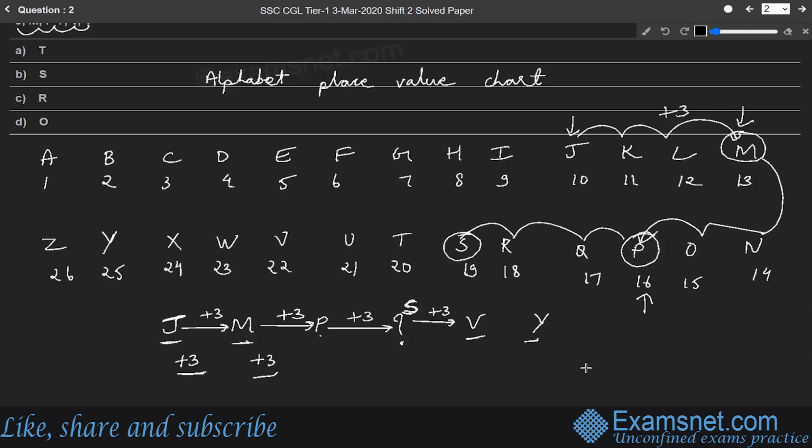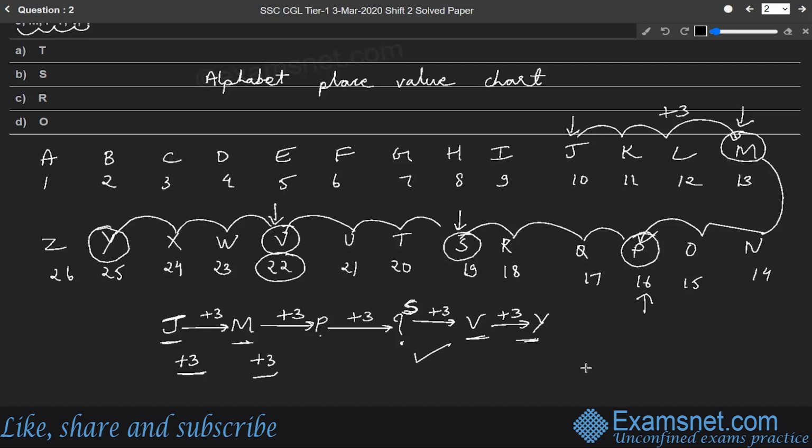So consider the chart again. S is present on the 19th position. Now S plus 3 will be 1, 2 and 3. S plus 3 gives V. So the concept is correct. Now let us check it for the last 2 alphabets. Last 2 alphabets are V and Y. V is present on the 22nd position. V plus 3 will be 1, 2 and 3. So you can see that V plus 3 gives Y. So the concept is absolutely correct.